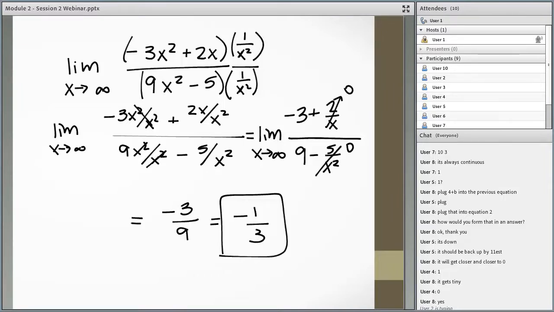So the idea is if I can get each term to some form of a constant over an x term, then when I take the limit as x goes to infinity, those terms are going to go to 0, and the only thing that will be left is any constants that didn't have an x after we divided each term.